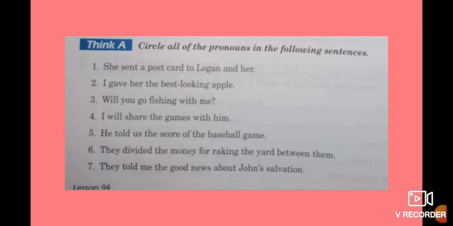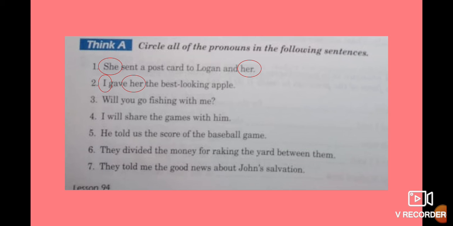So we check what the prepositions are. Number 1, she sent a postcard to Logan and her. The first pronoun is she. Then we have her. So that means we have two pronouns in that case. The first one is subjective and the other one is objective. Number 2, I gave her the best looking apple. So the first one is I and the second one is her.